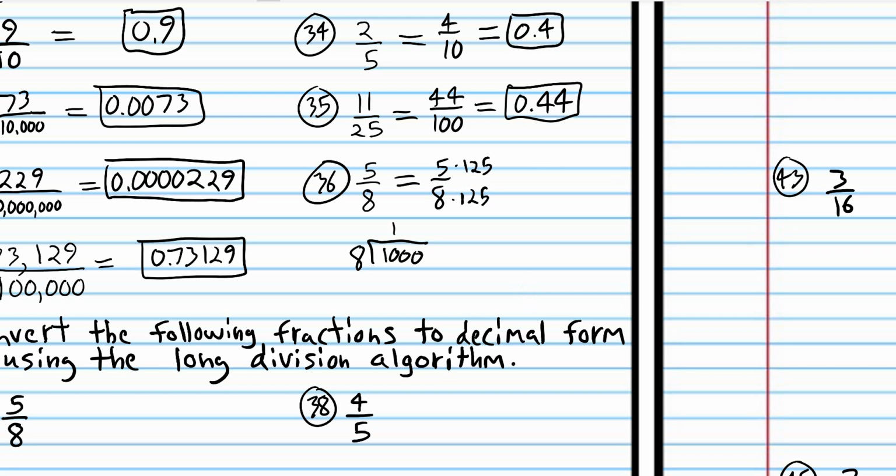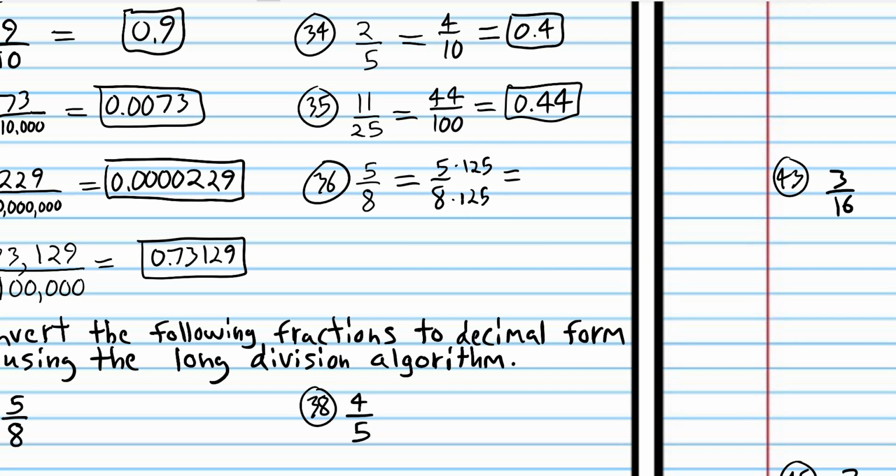So 8 goes into 10 one time. Remainder 2, bring down the 0. 8 goes into 20 2 times, 16, and so on. And it ends up being 125. So that's how you would actually figure out that number. But we don't want to do that every time. We're going to learn a faster way to do this, but I'm just showing you why we have to learn the faster way, because sometimes it gets fairly difficult.